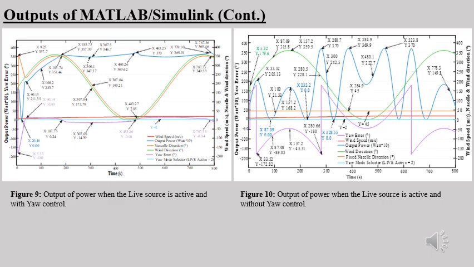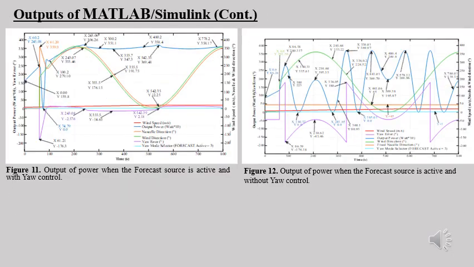Most of the time, the turbine is severely misaligned, resulting in frequent drops to zero power and very inconsistent performance. Without yaw control, even accurate live data cannot help the turbine maintain alignment.